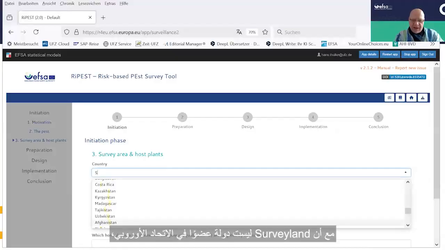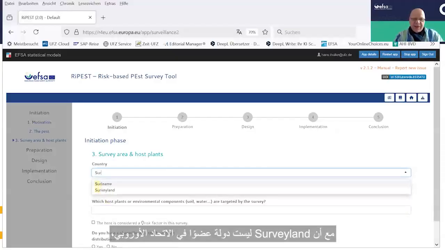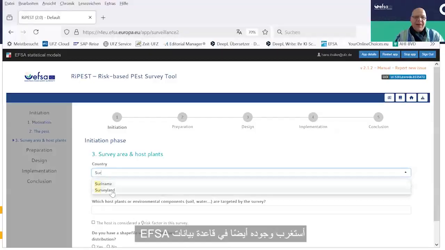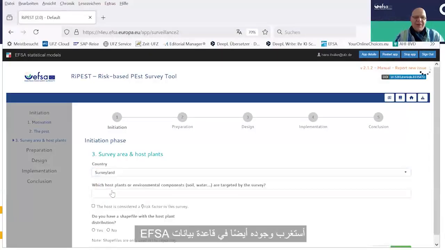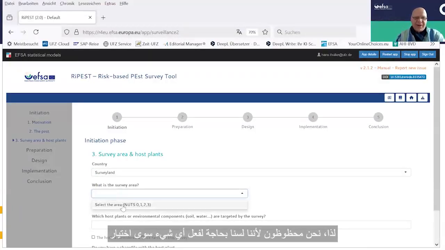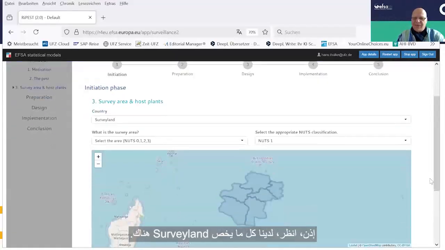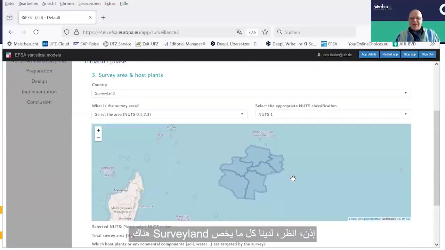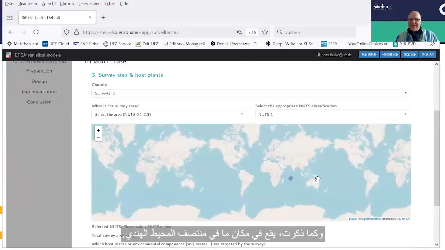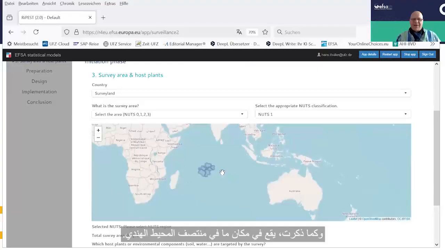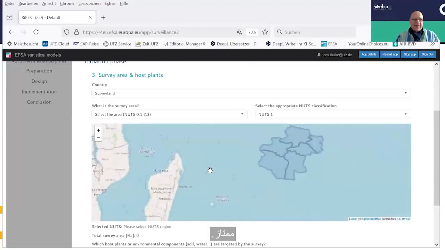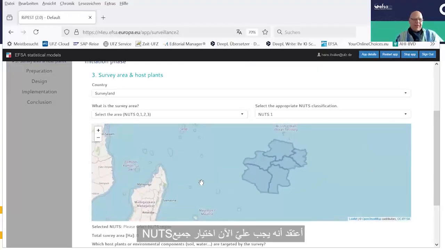So although Surveyland is not a member state of the EU, I'm surprised that it is also in the EFSA database. So we are lucky. We don't need to do anything other than choosing the NUTS 1 region. Perfect. So look, we have everything there. That's Surveyland. And as you said, it is located somewhere in the middle of the Indian Ocean. Perfect. So I think I should now select all the NUTS 1 units into the survey, right?